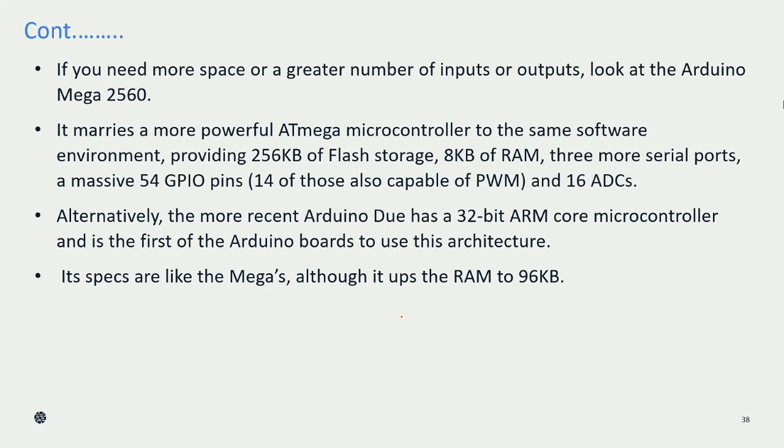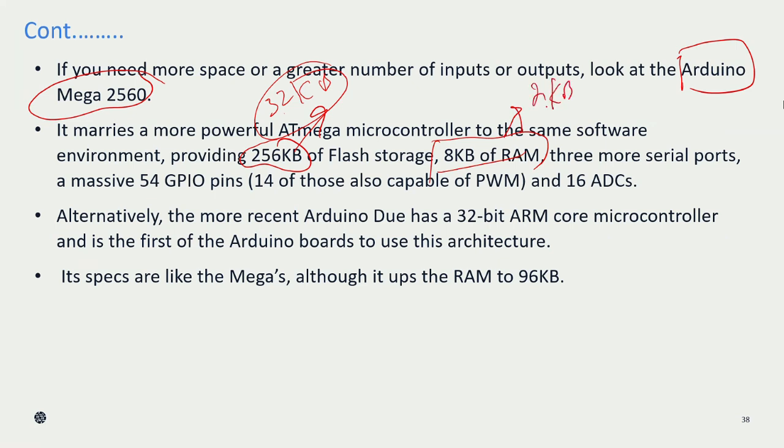And still, if you want more space, then you can go for another Arduino, the Arduino Mega 2560. There we can get 256 KB of memory. There we got only 32 KB, but here you can get up to 256, which is very large compared to 32. And also the RAM size is increased here. Initially it was 2 KB, but for this model we are going to get 8 KB of RAM, and 3 more serial ports introduced in this particular model when compared to the previous one.